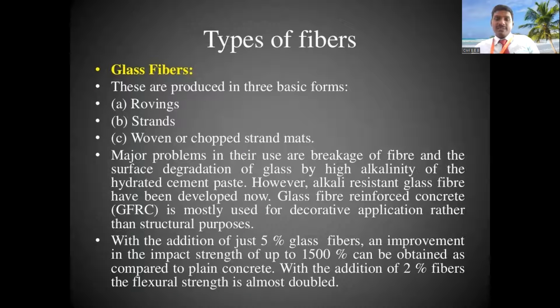With the addition of 2% fiber, the flexural strength is almost double. If we use 2%, the flexural strength of the concrete will be almost double. If we use 5% glass fiber, then its strength increases by 1500 percent. So this is about the glass fiber.